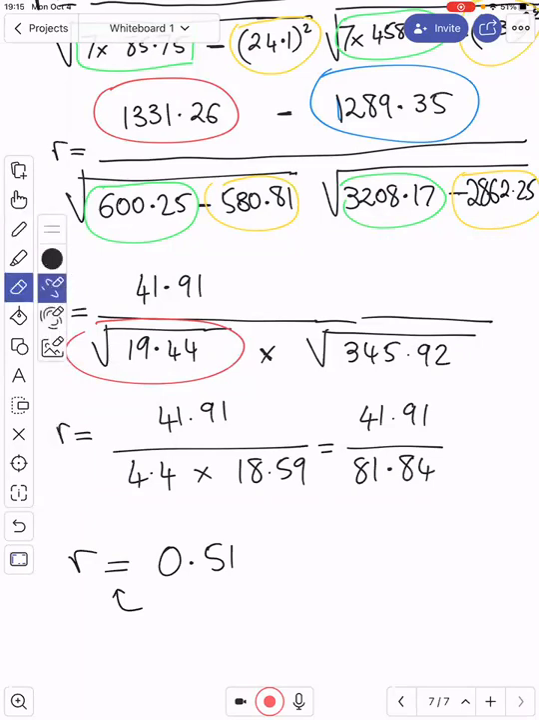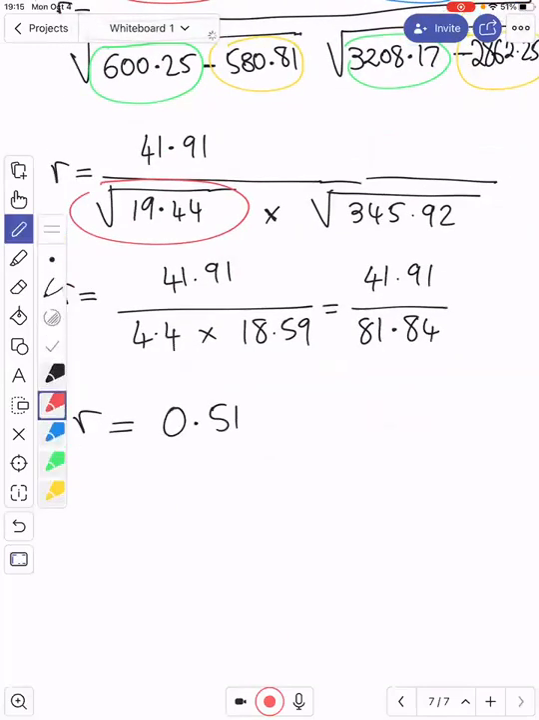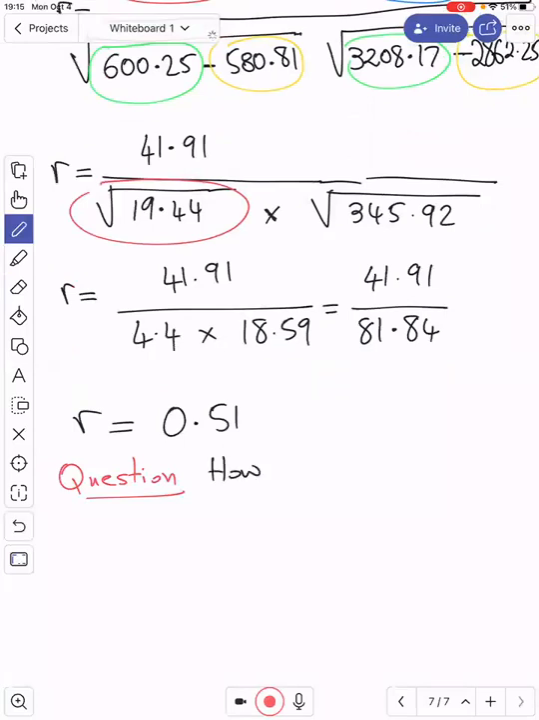Okay, so next, how do we use this number to describe the relationship, or the correlation, between X and Y? How do we use R to describe the linear correlation between X and Y?